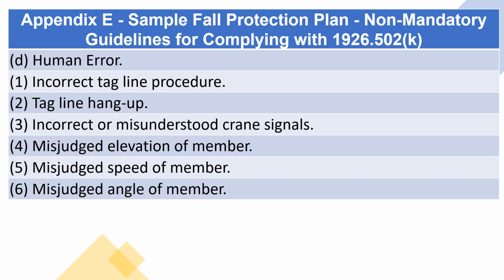D. Human error. 1. Incorrect tagline procedure. 2. Tagline hang-up. 3. Incorrect or misunderstood crane signals. 4. Misjudged elevation of member. 5. Misjudged speed of member. 6. Misjudged angle of member.